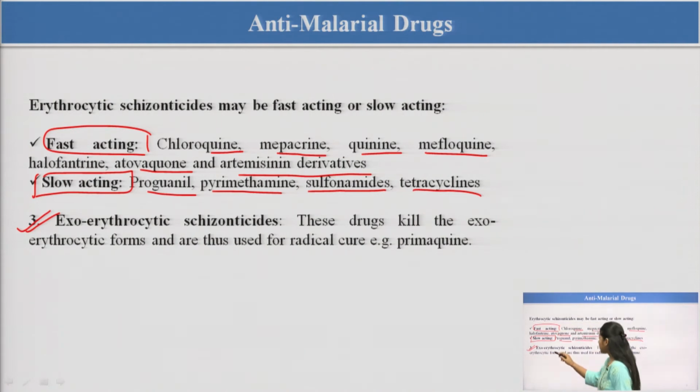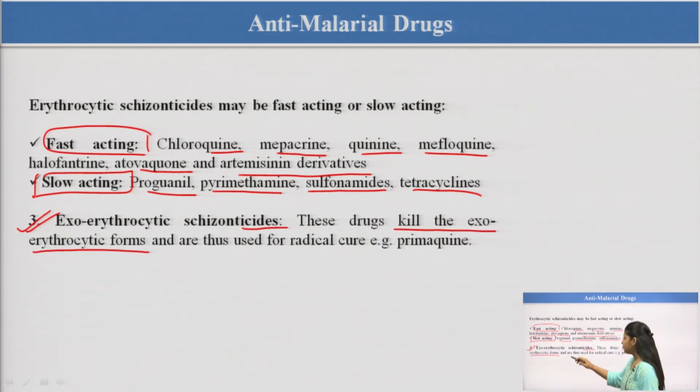So, the exoerythrocytic schizonticides are the drugs that will kill the exoerythrocytic forms of the plasmodium, and thus are used for radical cure. So, it will kill the plasmodium by uprooting it. At that time we will give drugs like primaquine.